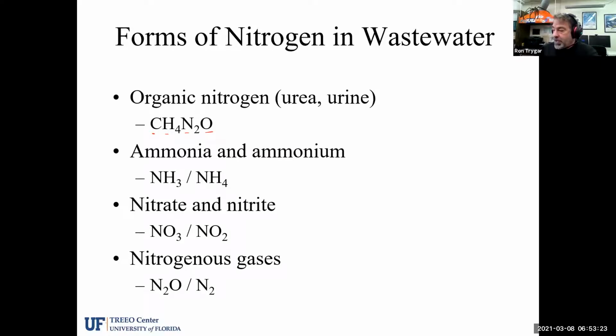I do want to also point out that the ammonium has a little plus here next to it, and the nitrate, these are ions, by the way.